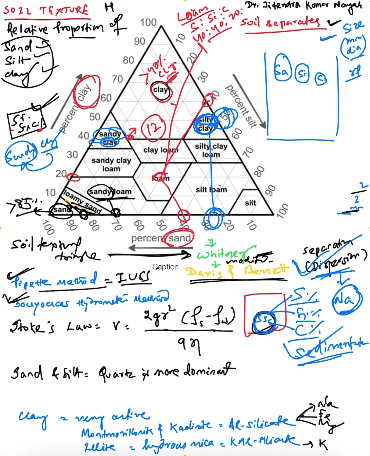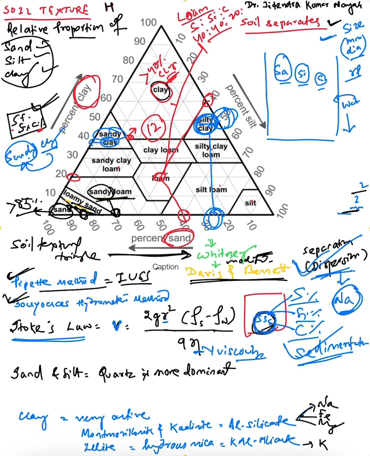Now, sedimentation is based upon which law? It is based upon Stokes law, which gives the velocity, the downward movement of the particle. Here water is present inside the beaker, and the soil particles are in separated form. Stokes law says that the velocity of the downward movement of the particle is directly proportional to the square of the radius of the particle, divided by the viscosity of the water. This is eta, which means viscosity.